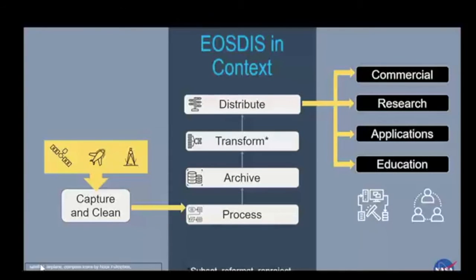NASA Earth data is made available to the public through our Earth Observing System Data and Information System, or EOSDIS. Once the data from the satellites is captured and cleaned, then it's processed and archived and distributed to the public for science, applications, education, policy making, commercial use, pretty much any purpose that anyone anywhere wants to use it for. And EOSDIS acts as that bridge between the satellite observations, the satellite collecting the data, and people being able to use the data. So let me share a few facts about EOSDIS.